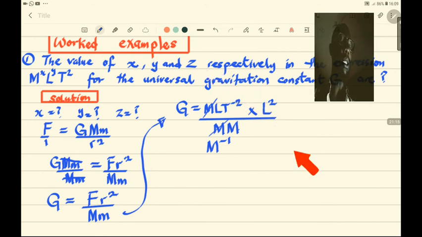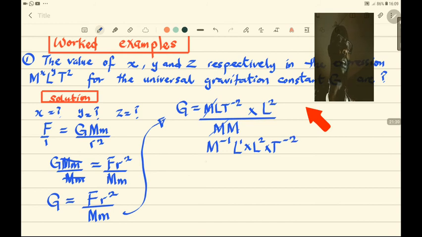Then this is L raised to power 1 multiplied by L raised to power 2. Then the t will always come last: t multiplied by t raised to power minus 2. So you are now left with m raised to power minus 1, L raised to power 1 plus 2, that is 3 indices, then t raised to the power of minus 2.